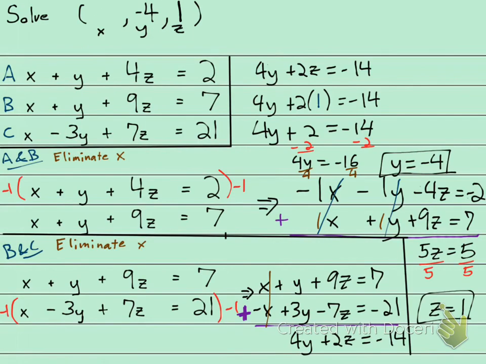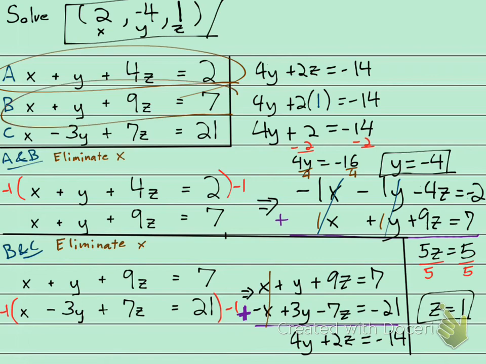Let me come back here. 2, negative 4, and 1. This is my answer right here. If you take the combination of 2, negative 4, and 1, and plug it into this equation, you will get a true statement. And if you plug it into this equation, you will get a true statement. And if you plug it into this equation, you will get a true statement. Isn't that cool? All right.